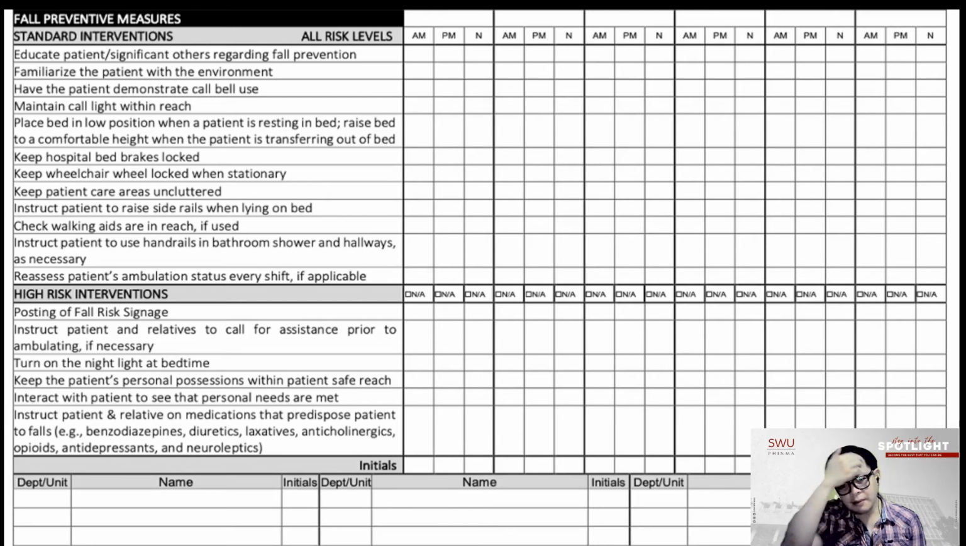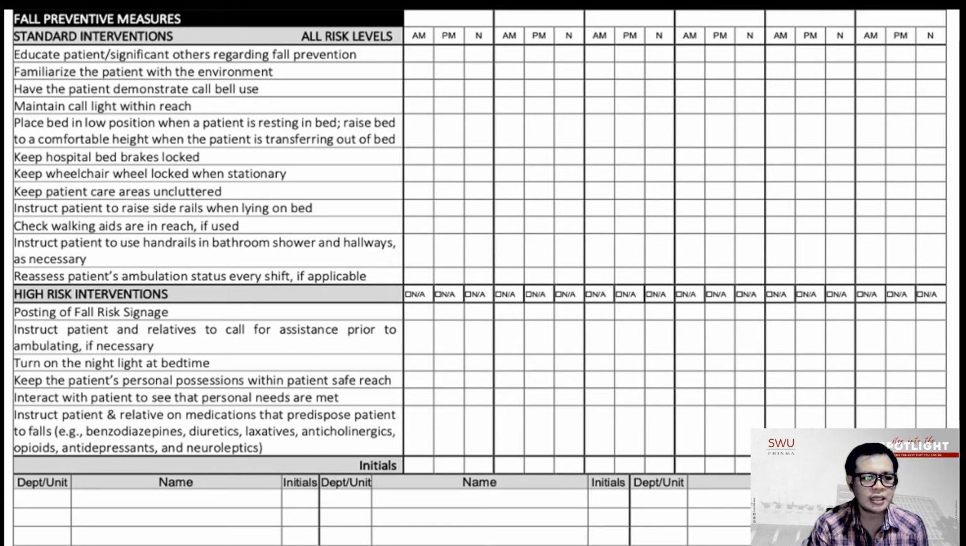So say, for example, the patient is at high risk. You have to include this in your checking. So include posting of fall risk signages. You have to include that at the bedside. You have to check it as well.